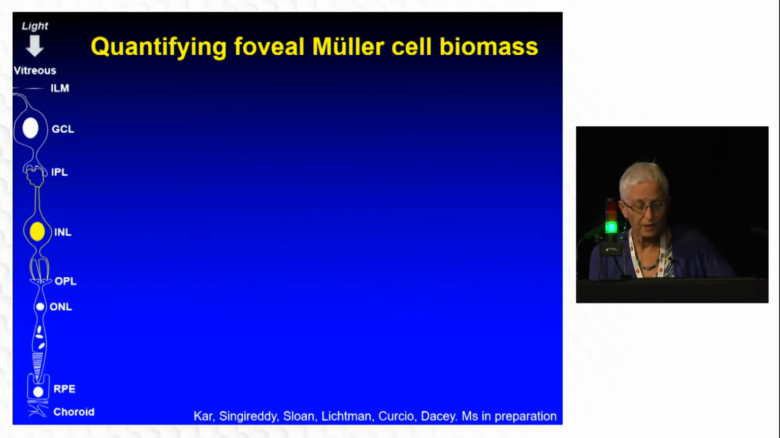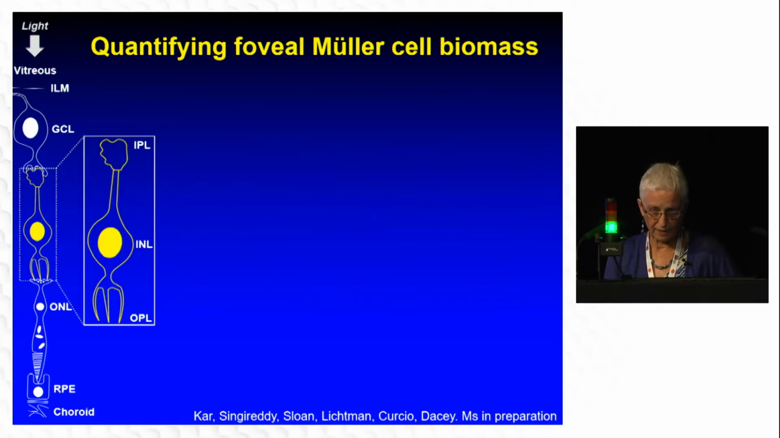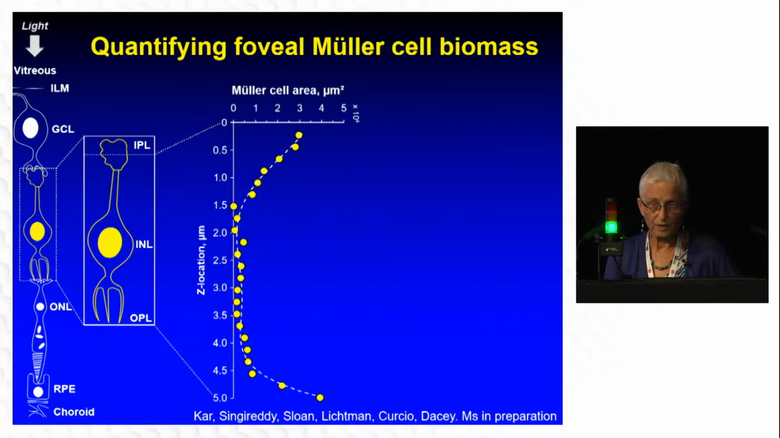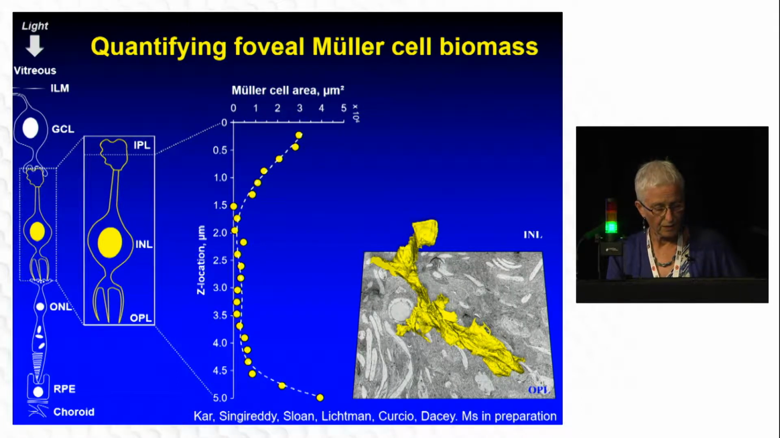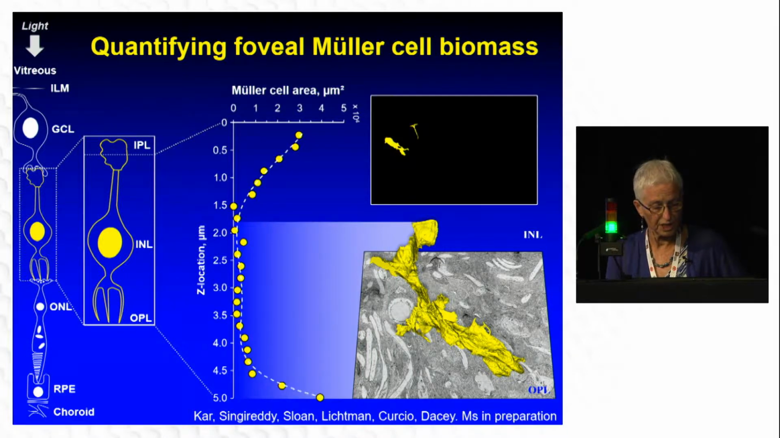So to quantify the biomass, you can see by the cartoon over on the left, the light shines in above through the vitreous, and the sclera is at the bottom of the slide. We're going to peel out this bipolar cell and look at the associated Mueller cell area. There's high Mueller cell cross-sectional area in the two synaptic layers shown at the top and the bottom of the graph. And you can see that here in the 3D reconstruction, how the shape of the cell changes.